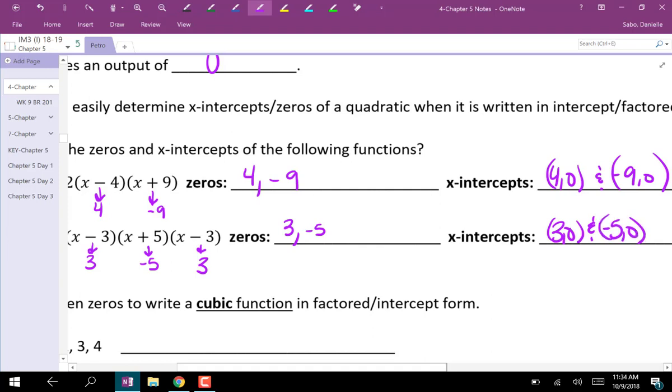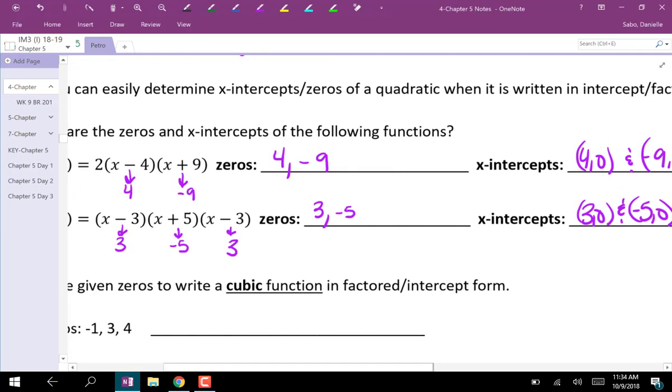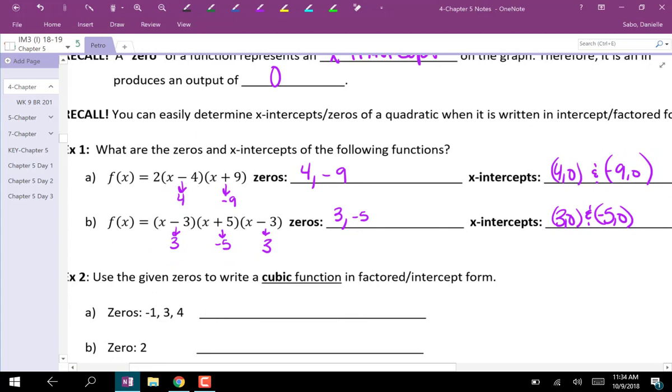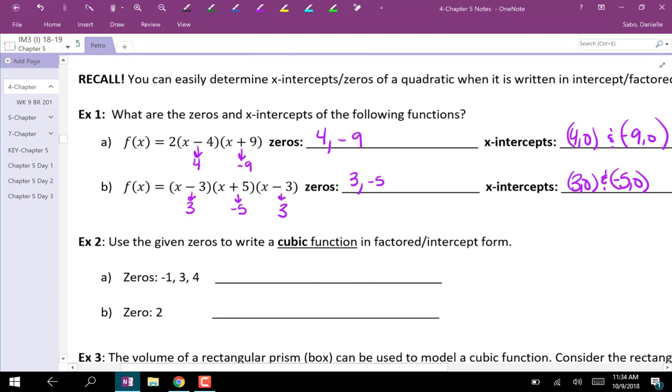Not too hard. Again, just a lot of words right now. It's going to be confusing at first because it's new to you. The vocab is new. You haven't learned about cubics, but you will get better at it. Okay, use the given zeros to write a cubic function. Remember, cubic is x to what power? That's quadratic. Cubic is 3. Very good. Think cubic, 3-dimensional. Cubes, 3.